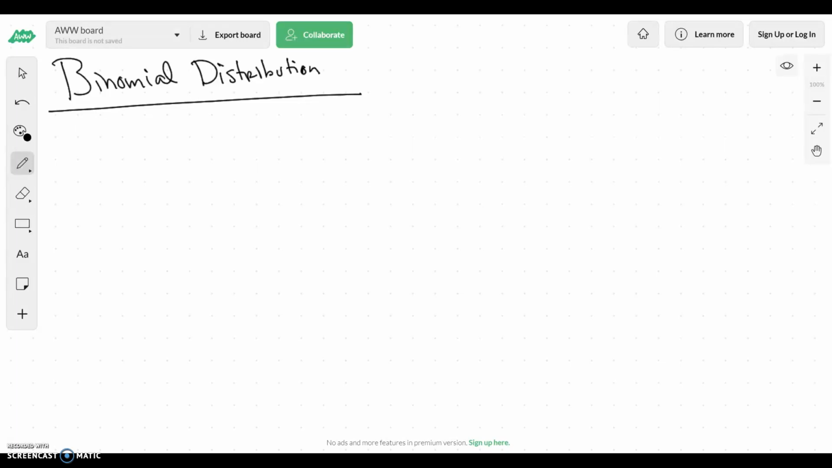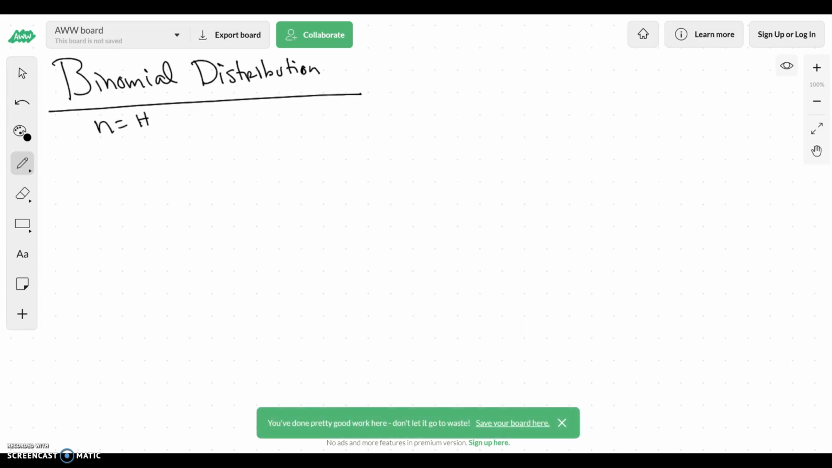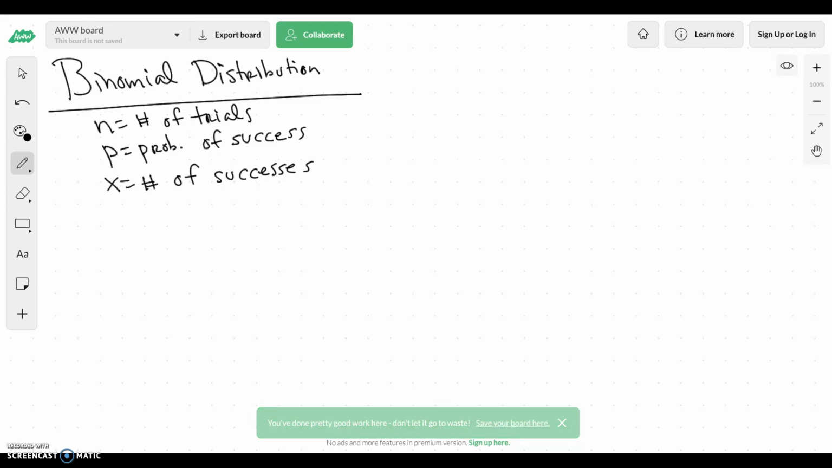Okay, so this week we talked about the binomial distribution. We said that it carries a couple of things. N, which is the number of trials. Okay, so that is the first thing. It also has P, that's just going to be the probability of success. And then X is going to be the number of successes. Okay, so that's what we have.